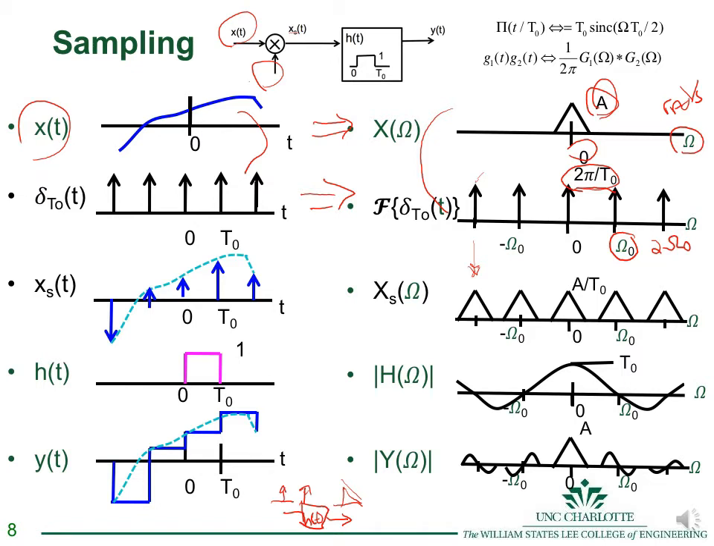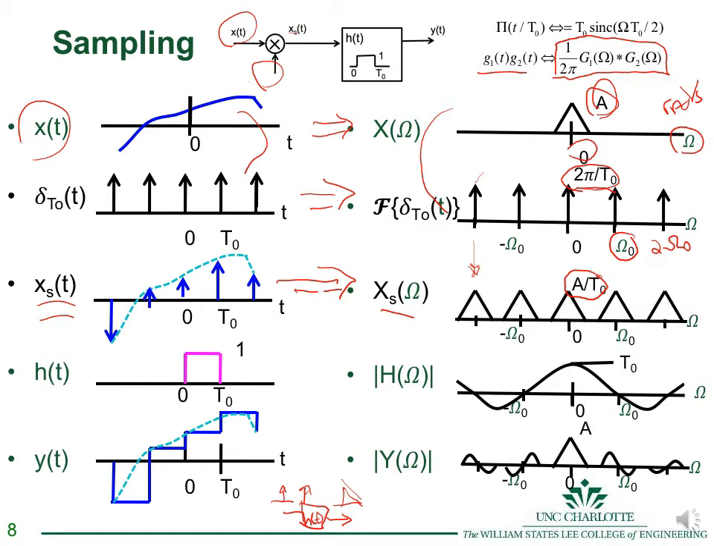However, when you multiply two things in time, the Fourier transform is not the convolution, but it's 1 over 2 pi times the convolution. So I have a factor of 2 pi that disappears, so what I'm left with is A over t0. And so the output spectrum is the Fourier transform of this continuous function multiplied together with the impulse train. The Fourier transform of x_s is X_s of omega, which is this periodic repetition of the original spectrum divided by t0. Remember, t0 is the sample period.